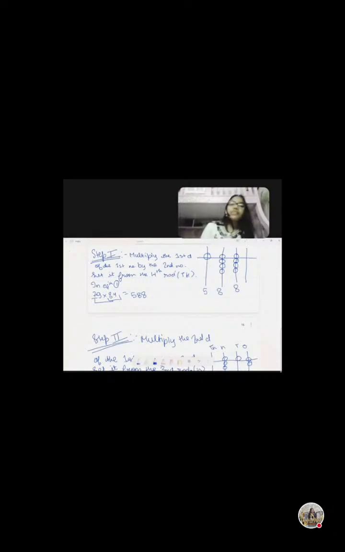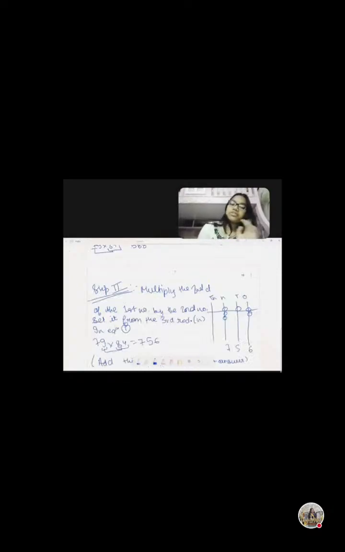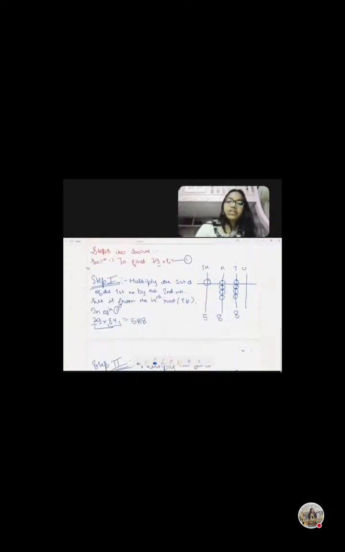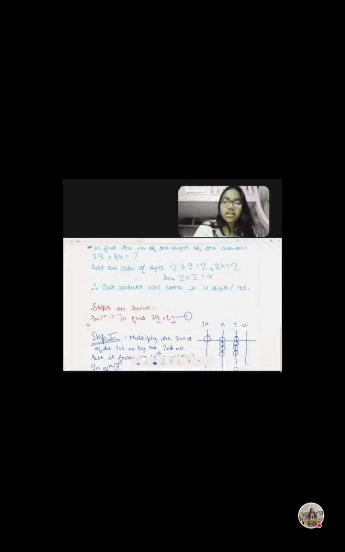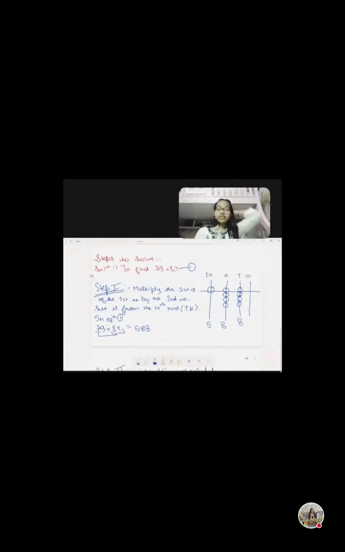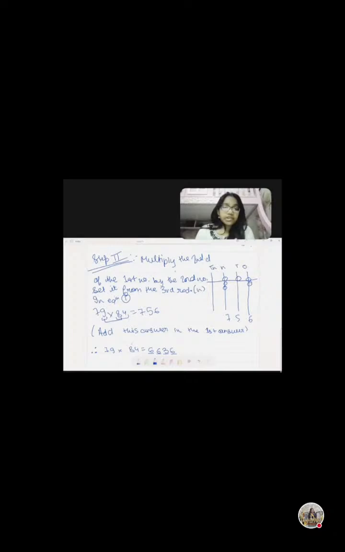So what is our step 2? Multiply the second digit of the first number. The second digit of the first number is 9 by the second number. So the second number, not the second digit, the full whole 84. So 9 multiplied by 84 is how much? 756. Okay. So how did we get 756? From the method of 2-digit multiplied by 1-digit. That is 9 multiplied by 8 is how much? 72. And then 9 fours is how much? 36. So 720 plus 36 is 756.